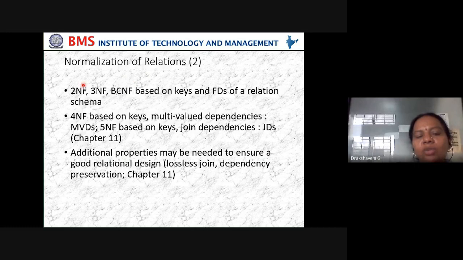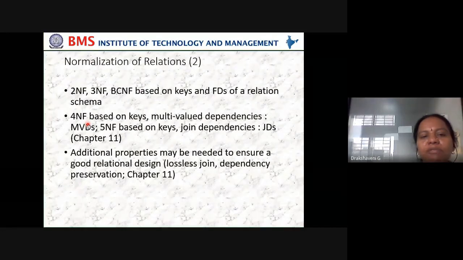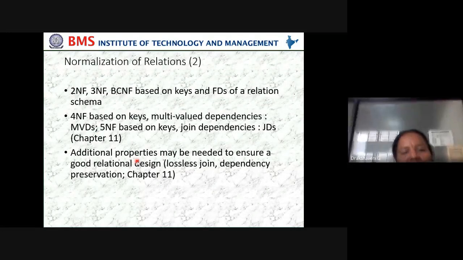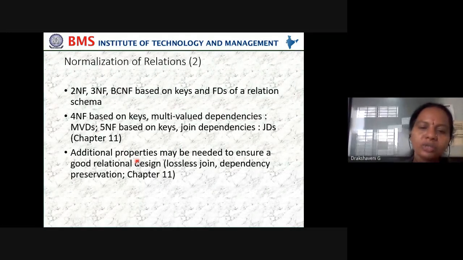Then we see the second normal form, third normal form, and BCNF, based on the keys and the functional dependencies of the relation. Then in the fourth normal form, we see how multi-valued attributes depend. In the fifth normal form, based on the keys, we have join dependencies. Additional properties may be needed to ensure a good relation design, so that there is no loss of join and dependency preservation.